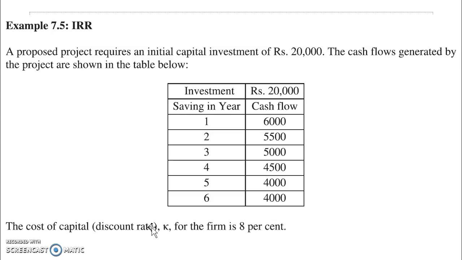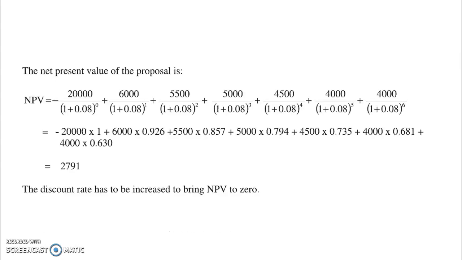So here we are going to calculate the particular interest rate where your NPV is going to be 0. First we will calculate the NPV at 8%. Then only will we know whether I should go above 8% or below 8% to make my NPV 0. In the earlier calculation, NPV is equal to minus the investment plus the cash flow in each year till the 6th year. You get 2791. So you can see that the NPV is 2791.